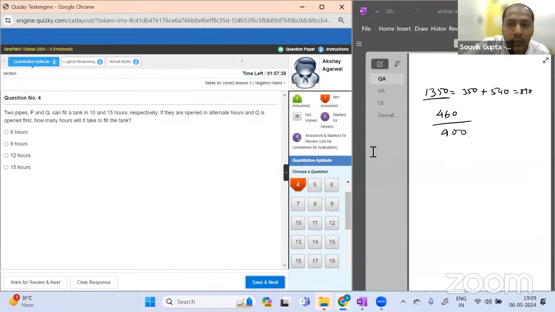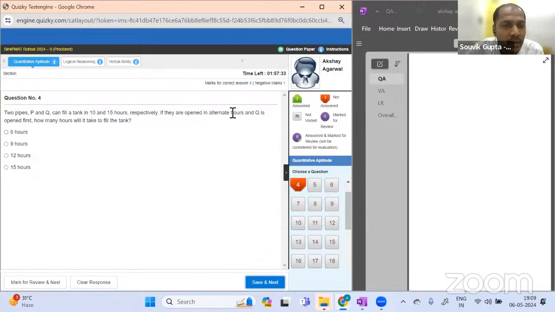Moving on. Two pipes P and Q can fill the tank in 10 and 15 hours respectively. If they are opened in alternate hours, Q is open first. How many hours will it take to fill the tank?